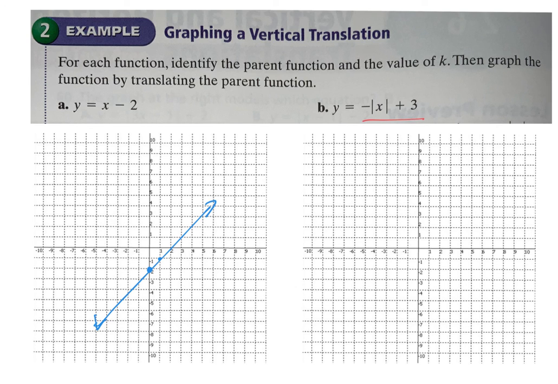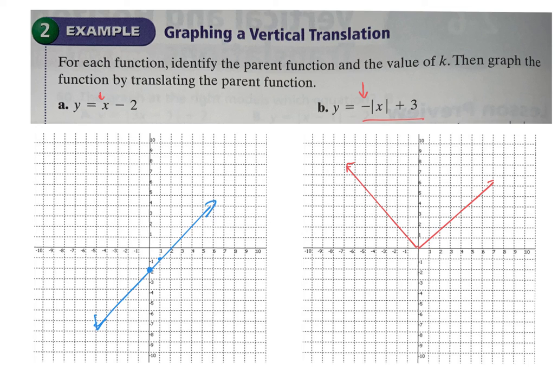Now, with absolute value, you also have to pay attention to this guy. Just like with this, if I had a negative here, it would have flipped it. The negative there also flips it. And so for this one, I'm not going to worry about where my vertex is. I am going to take just my parent function, which is my one slope right here, and I am going to move it.